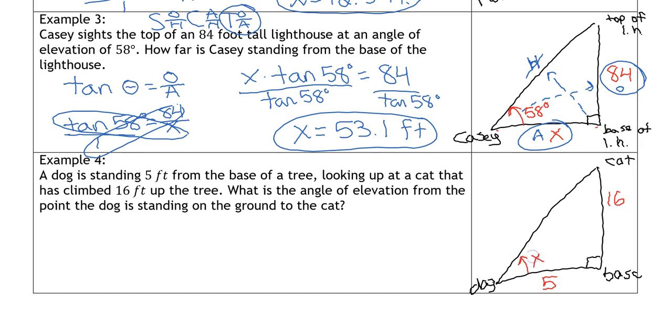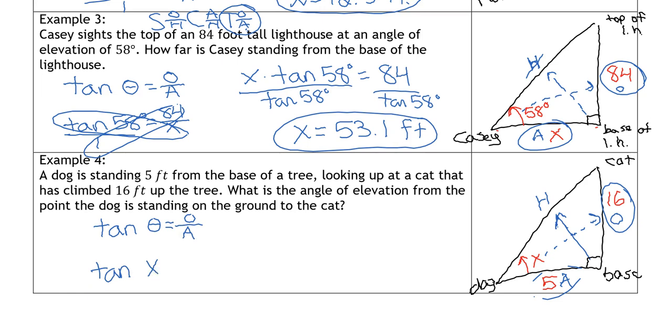Okay, so I'm looking for that x. Again, we'll start by labeling O, A, and H. And that is the opposite side and my adjacent side. Again, I'm going to be using O and A, which, as we saw from up here, is tangent. So, tangent of theta equals O over A. In this case, what I'm looking for is the variable, or the angle, so tangent of x equals 16 over 5.